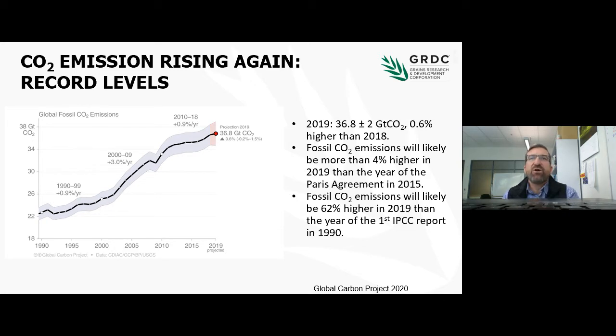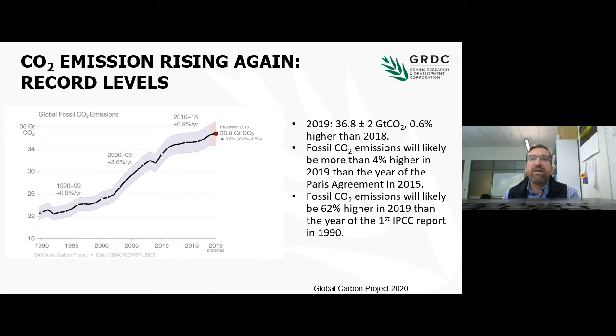Now, in 2019, the total emissions at a global scale were about 36.8 gigatons, and that represents a 0.6% increase from the year before in 2018. Now, just to give you some idea of what this actually means in terms of some marks in time, in 2015, the Paris Agreement was established, and that is a global, voluntary agreement to try and keep emissions to a point at which global temperatures don't exceed 1.5 degrees of warming. Now, that was established back in 2015. So based on the 2019 emission values, we're about 4% higher than we were back in 2015.